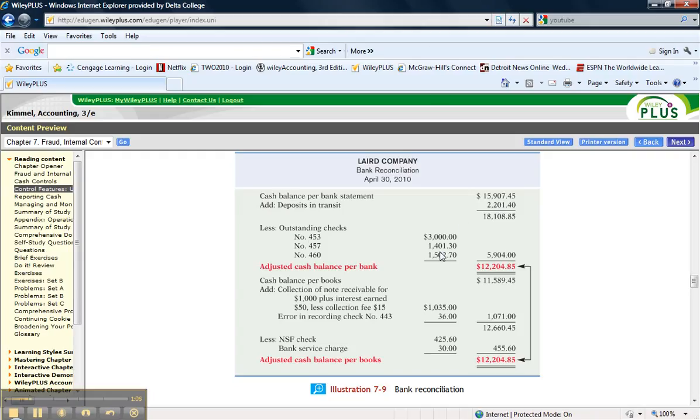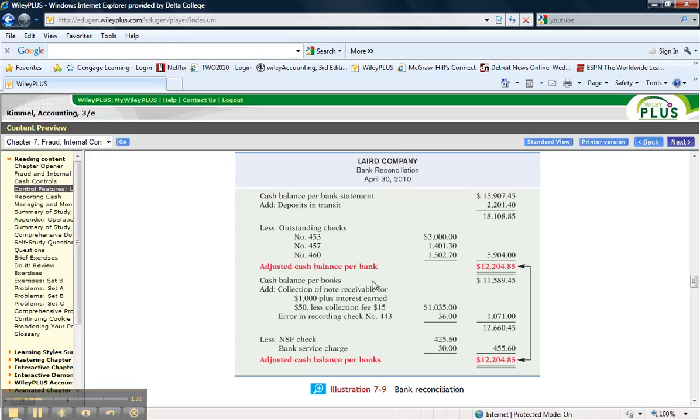Subtract outstanding checks. These are checks the company has written that haven't hit the bank yet, so those will be subtractions, paid out by the bank as soon as they clear. So those get subtracted, and then you get an adjusted bank balance right here. You rarely will see bank errors, but if there were any bank errors in the problem, they would also go into this bank section. So there's the adjusted balance per bank.